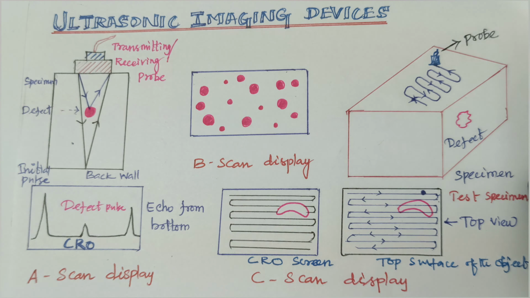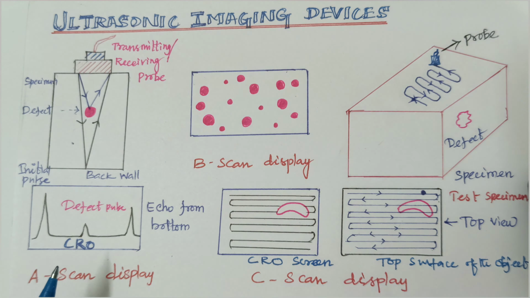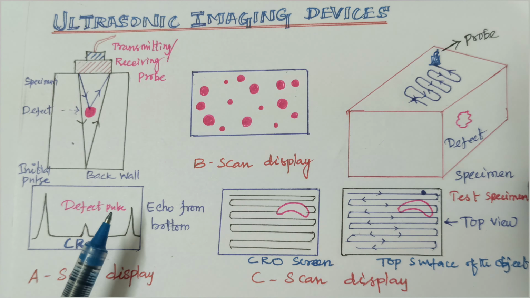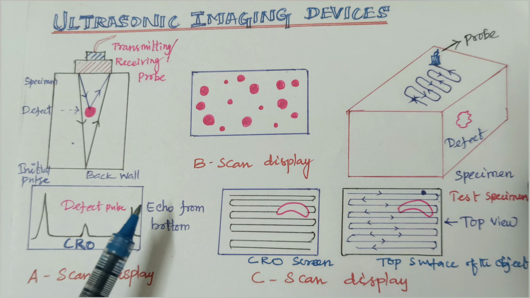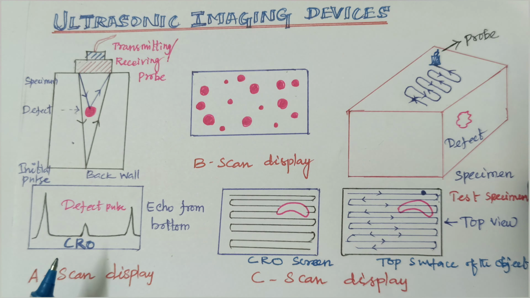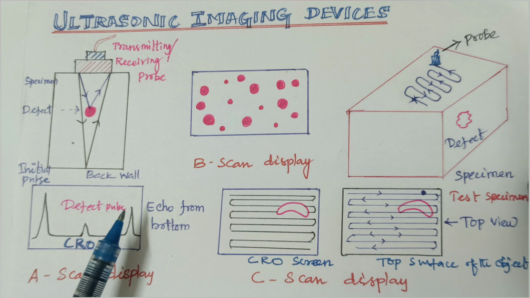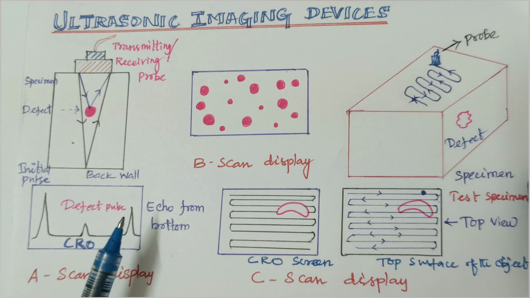Today we are going to discuss ultrasonic imaging devices. That is the various devices available for testing in NDT. One among them is the ultrasonic imaging devices. Here the types of ultrasonic imaging devices are classified into various types, which depends on the display mode.